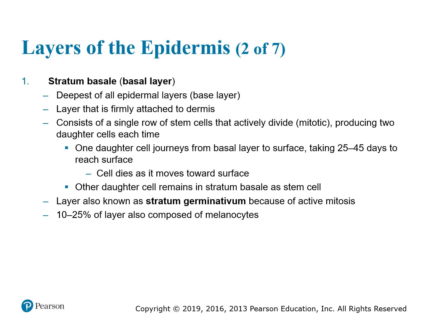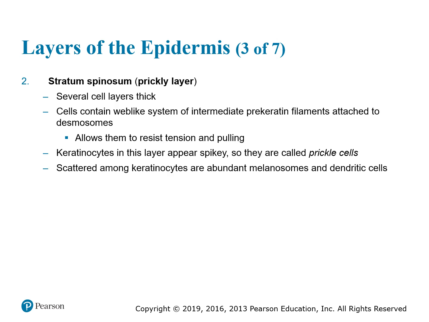So the other daughter cell is not going to migrate. It's actually going to stay in the stratum basale and serve as a stem cell. Sometimes you'll hear this referred to as the stratum germinativum because of that active mitosis going on. You also see a lot of melanocytes here, and that's important because you want absorption of this UV radiation before it has a chance to mutate the DNA, especially in a stem cell line.